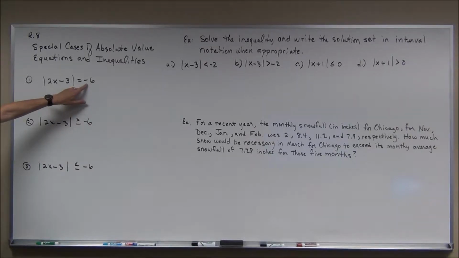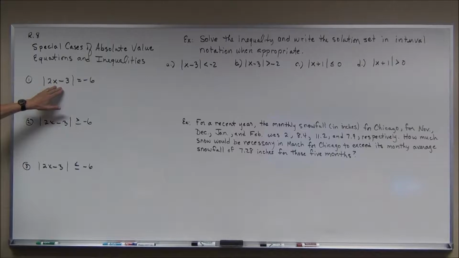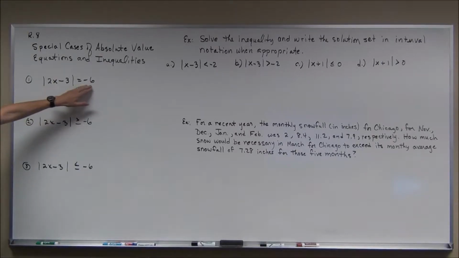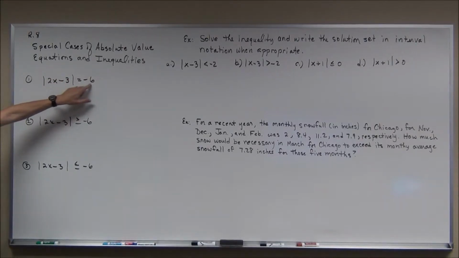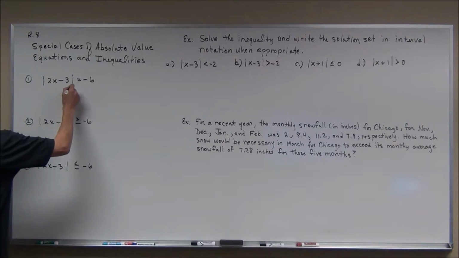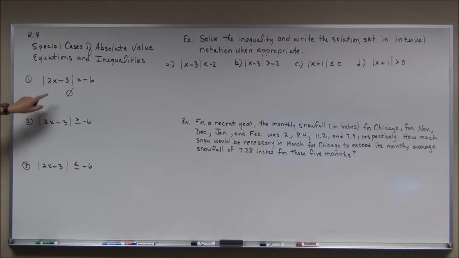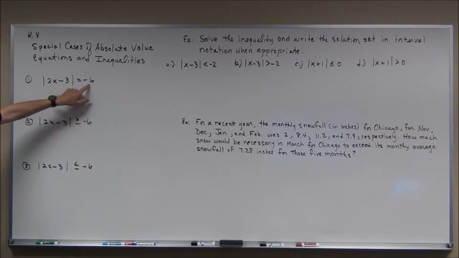But notice this time it's not a positive number. The absolute value is completely by itself on one side, and there's a negative number on the other side. Well, what number can you plug in for x that when you do the arithmetic and then take the absolute value is going to be equal to a negative number? Well, there is no number. This is the empty set. This is a special case. This cannot equal a -6. It can't be a negative number.